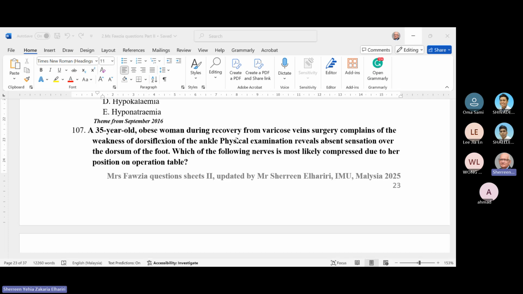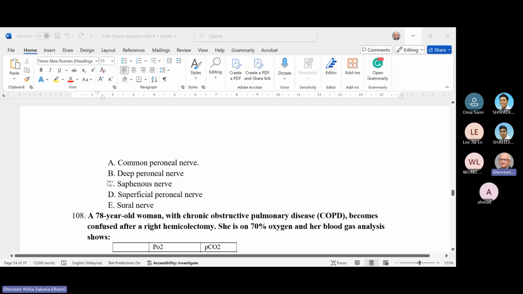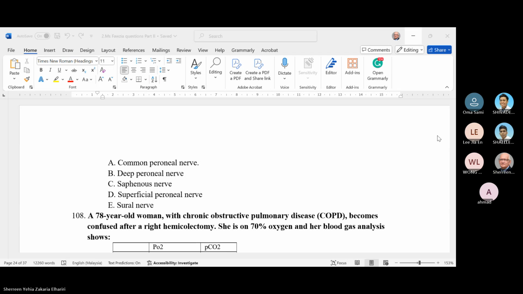A 35-year-old obese woman during recovery from varicose vein surgery complains of weakness of dorsiflexion of the ankle. Physical examination reveals absent sensation over the dorsum of the foot. Which of the following nerves is most likely compressed due to position in the operation? Anyone have an idea? Common peroneal nerve.